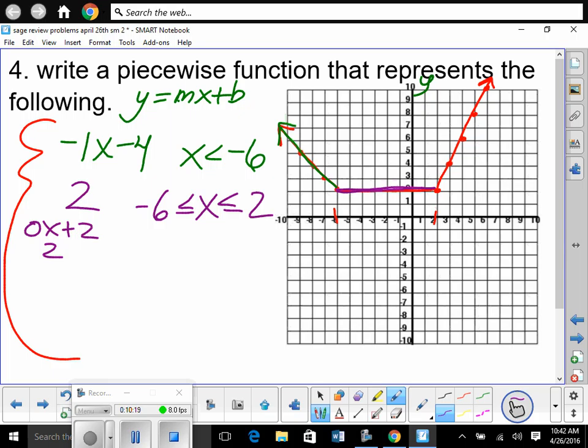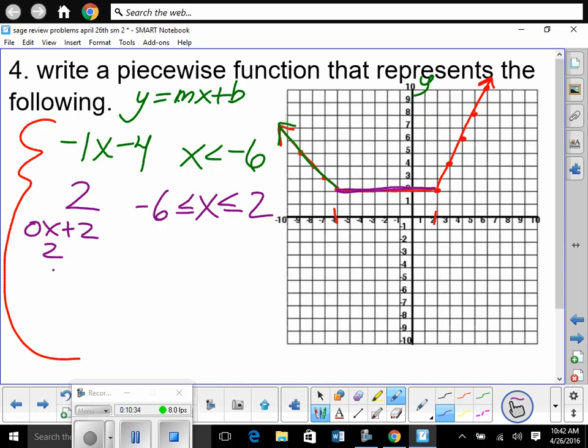What's 0 times x? It's 0. What's 0 plus 2? 2. That's how we write straight lines. Y equals 2. Isn't that a straight line? Y equals 2, Braylon. Doesn't y always equal 2 on that line? X is changing, but y is the same.